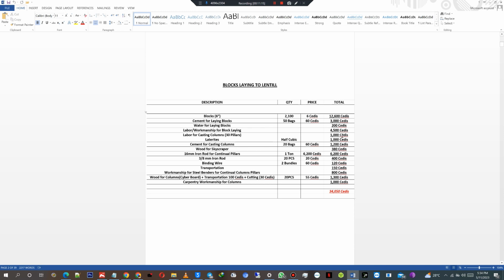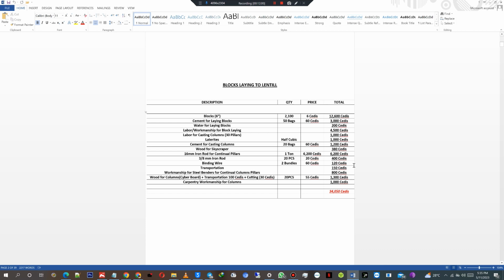The labor for casting the columns cost me 1,000 Ghana cedis, for 30 pillars in the project. I bought half a cubic of laterite for the columns, which was 1,000 Ghana cedis, and the cement for the columns was 20 bags. The scaffolding for the lintel was 380 Ghana cedis. I bought 1 ton of 16 iron rod, which was 6,200 at that time, May 2022, and 20 pieces of 3x8 rod for 400 Ghana cedis, and 2 bundles of binding wire for 120 Ghana cedis. Transportation for those materials cost 150 Ghana cedis.